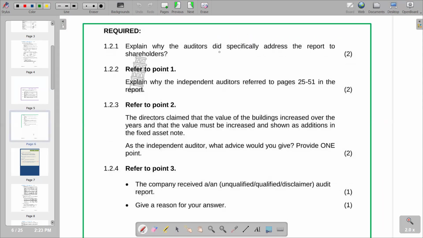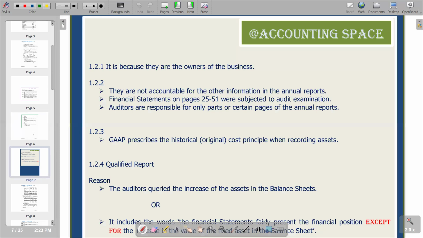And the first question reads, explain why the audit report is addressed to shareholders. And we know that the report has to be addressed to shareholders, since the shareholders are the owners of the company. So basically, that is the main reason why we have the report being addressed to shareholders. This is the reason that is stated in our answer section, whereby we are saying it is because they are the owners of the business.